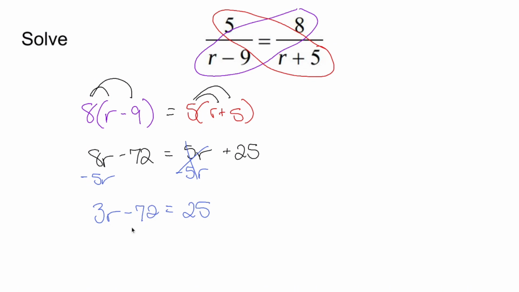Minus 72, let's take the inverse operation of that. Add 72 to both sides. So what I'm going to do is, since I'm running out of space, I'm going to rewrite this up here. Drop down the 3r, so there you is. That's gone. Drop down the equals, so there you is. And 25 plus 72 is 97.